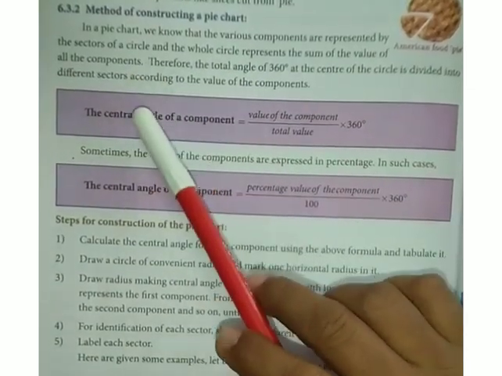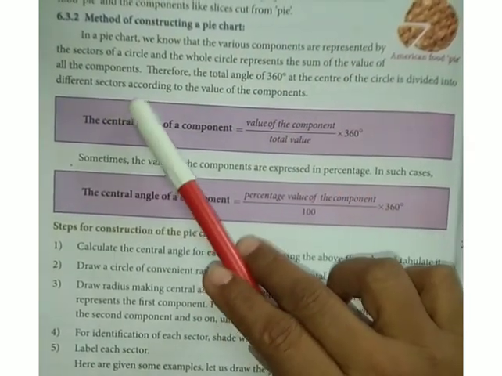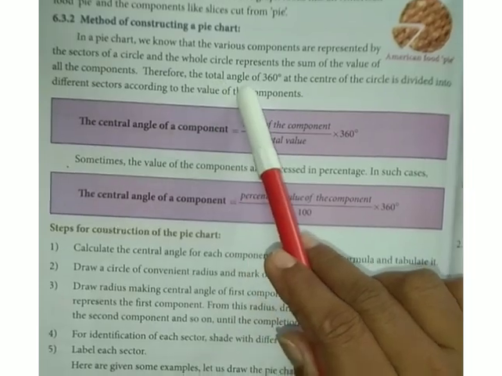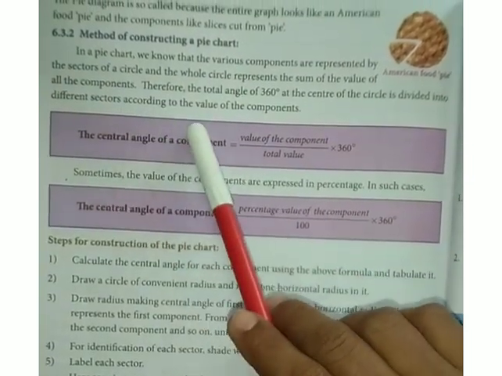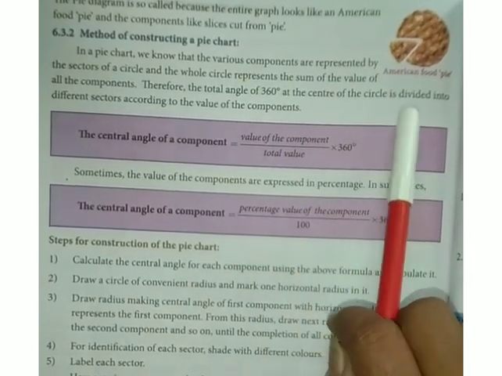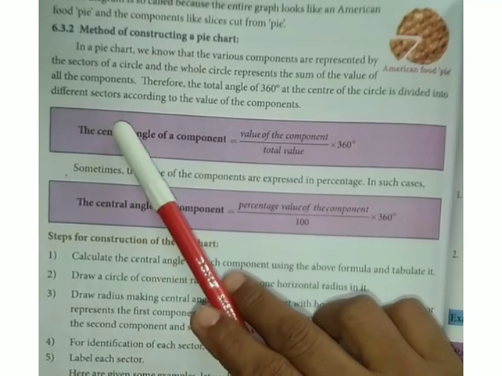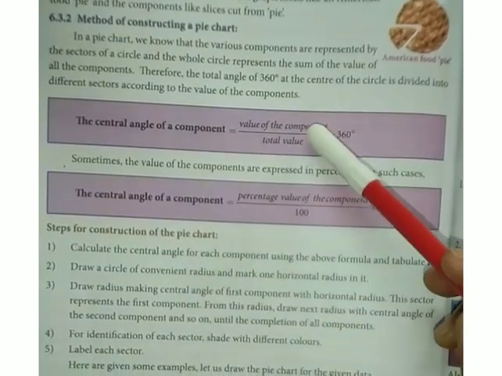In a pie chart, we know that the various components are represented by the sectors of a circle and the whole circle represents the sum of the values of all the components. Therefore, the total of 360 degrees at the center of the circle is divided into different sectors according to the value of the components. Here we are going to use two formulas.